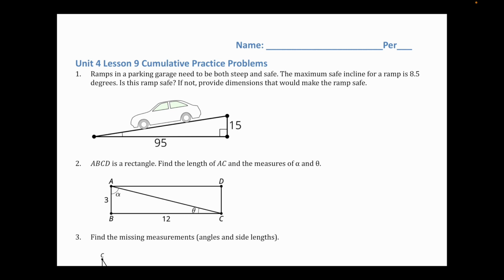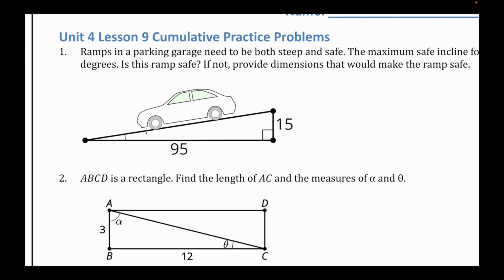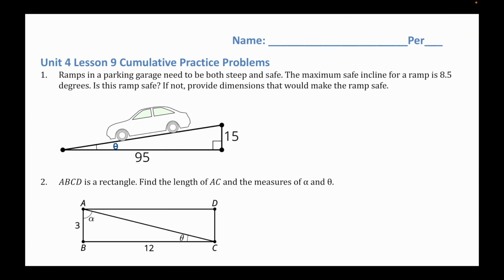So we are going to check these degrees here, and this angle in the bottom left is what they're talking about. I'm going to label that theta, since it's an unknown degree measure, theta is traditionally what we would use. Using trig functions, sine, cosine, or tangent, because we have 15 as our opposite and 95 as our adjacent, we would normally say that the tangent of theta is 15 over 95.